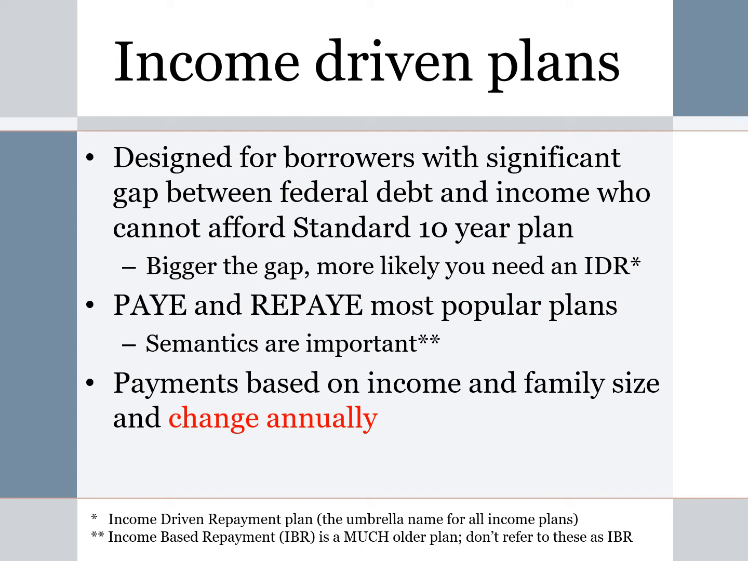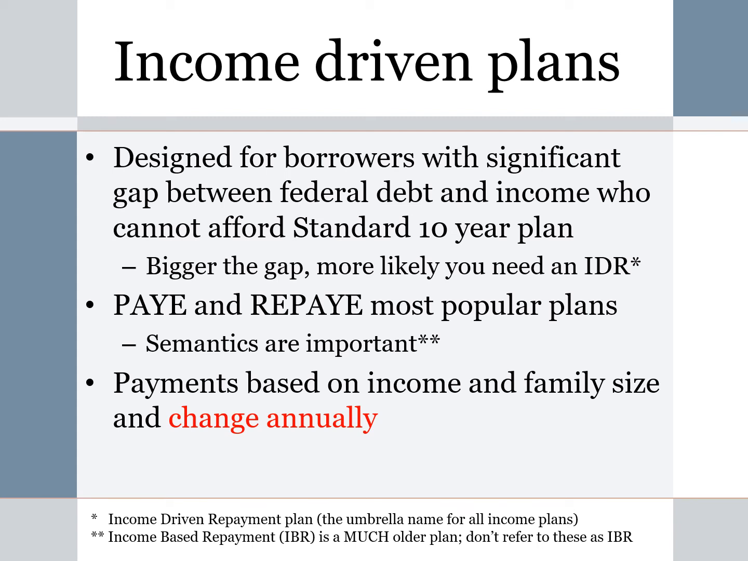But if you can't afford the payments under a time-driven repayment plan, specifically the standard 10-year plan, that's when you want to take a look at income-driven repayment plans like Pay and Repay. These plans are designed for borrowers who have a significant gap between their federal debt and their income, who simply cannot afford a standard 10-year plan. The bigger the gap, the more likely you are going to need an income plan. That's why these are so popular for medical residents. Now, Pay and Repay are the most popular plans. In all likelihood, if you use an income plan, you're going to be using one of those. We have a separate module on how to choose between Pay and Repay.